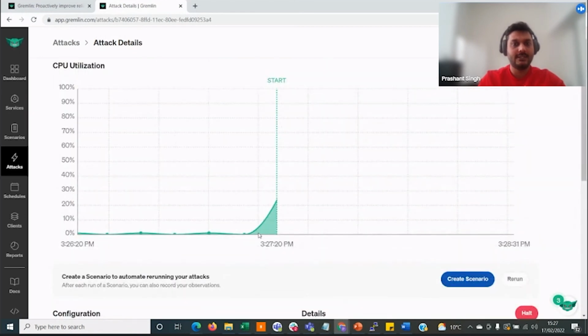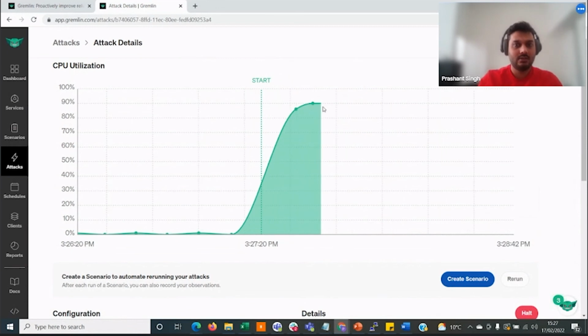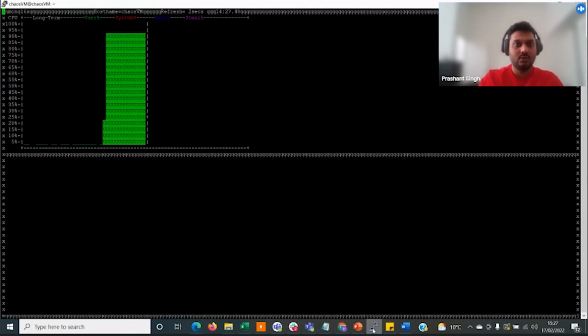You see, it started. CPU spiked up to 90%, you see here. And if I go to my tool, the Linux monitoring tool on my machine, I see the 90% CPU is being utilized now. Now, as per my hypothesis, my Azure Monitor should also detect this. Let me go to my Azure Monitor.